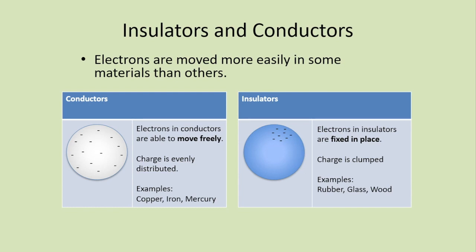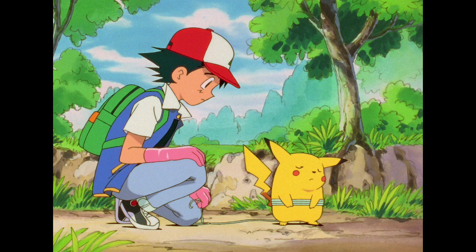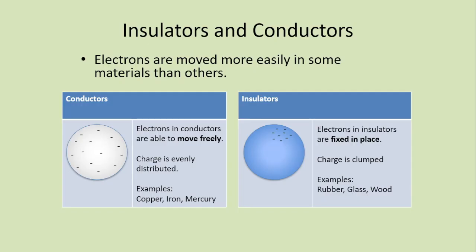Think back to that first episode of Pokemon when Ash gets his Pikachu and his mom gives him those rubber gloves. Why does she do it? Well, that's because she doesn't want Ash to get shocked by Pikachu. And she knows that rubber is a good insulator, meaning that it will protect Ash from Pikachu's lightning, or in other words, Pikachu's buildup of electrons.